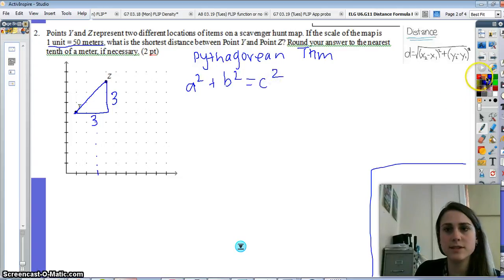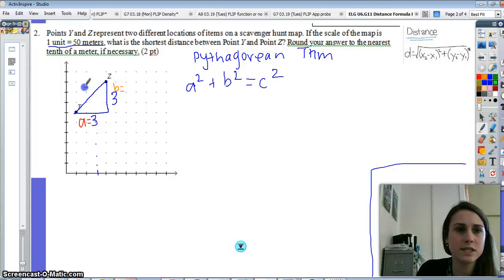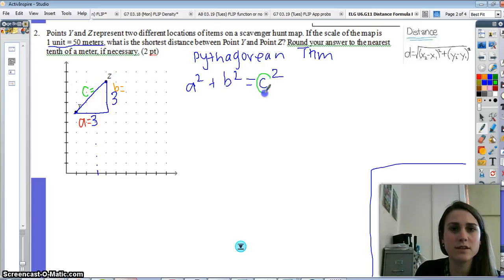Pythagorean theorem is a squared plus b squared equals c squared. We call your legs A and B, and we call the hypotenuse C. And we don't know what this distance is. That's what we're trying to find. But we do know the distance A and the distance B. We know that the distance A, this leg of this right triangle, is 3 units.